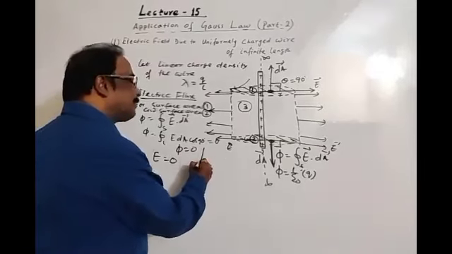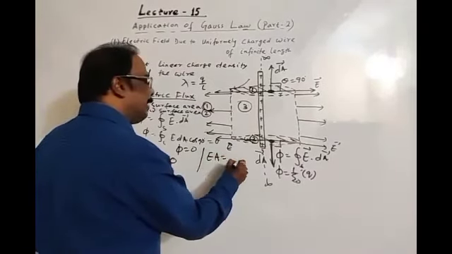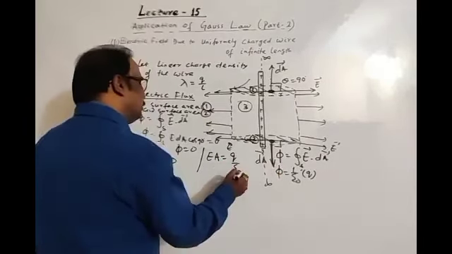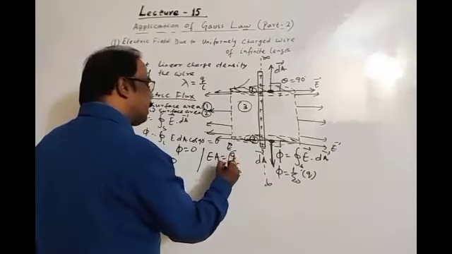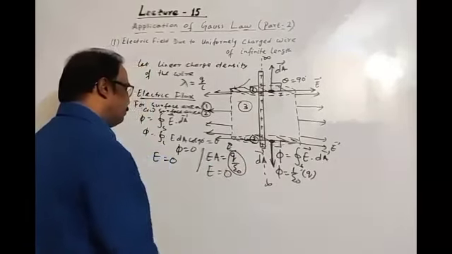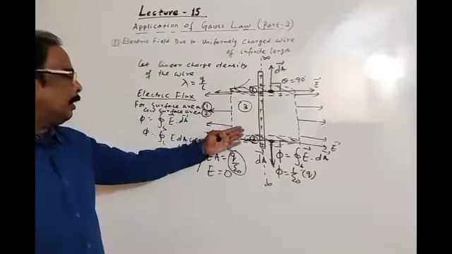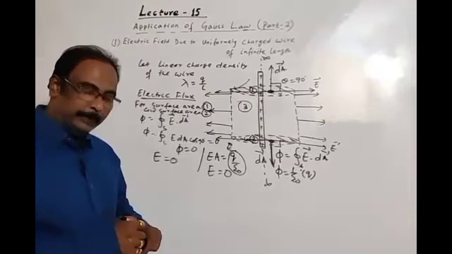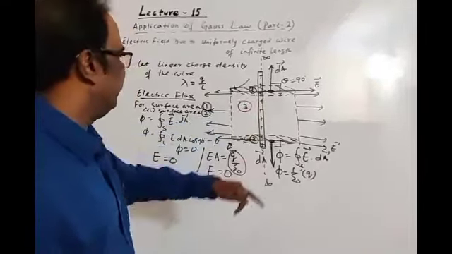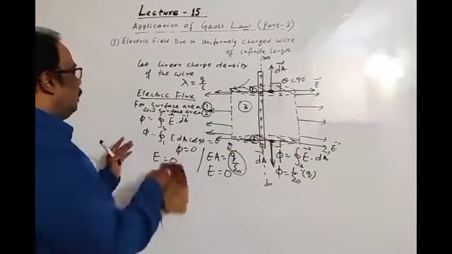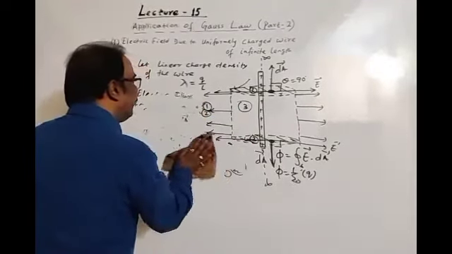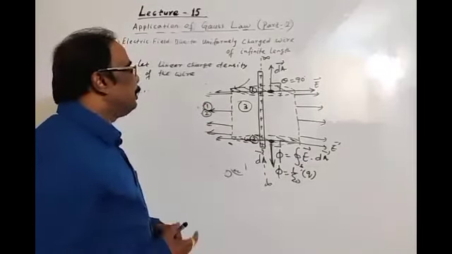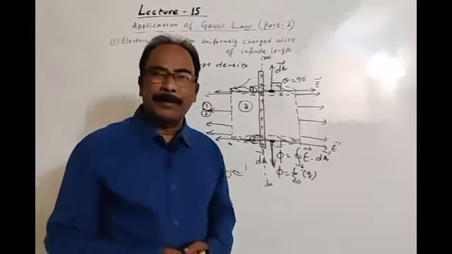Then as per our general equation, E into A, total flux is equal to Q by epsilon naught. If flux is 0, means Q by epsilon naught is 0, then electric field is 0. Then for surface area 1 and for surface area 2, electric field is 0. So we have got electric field for these two surfaces is 0.